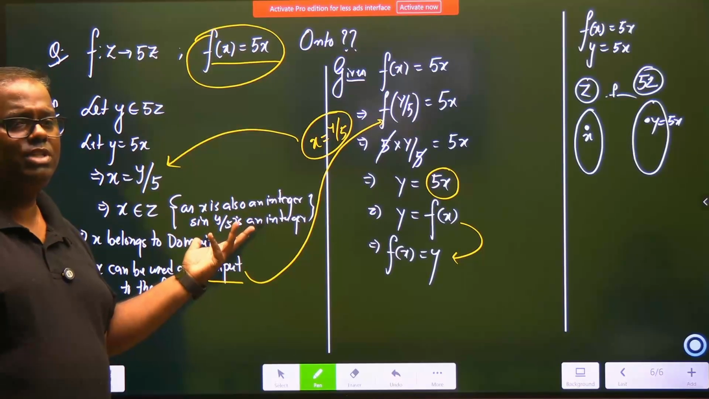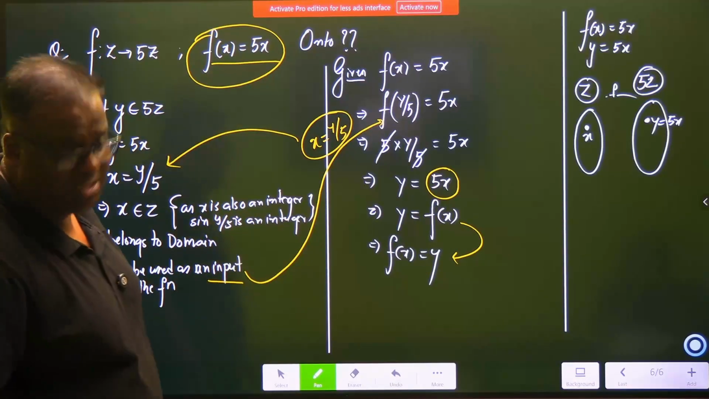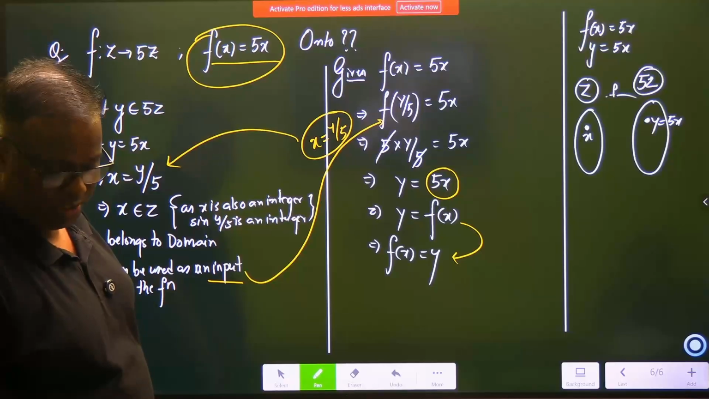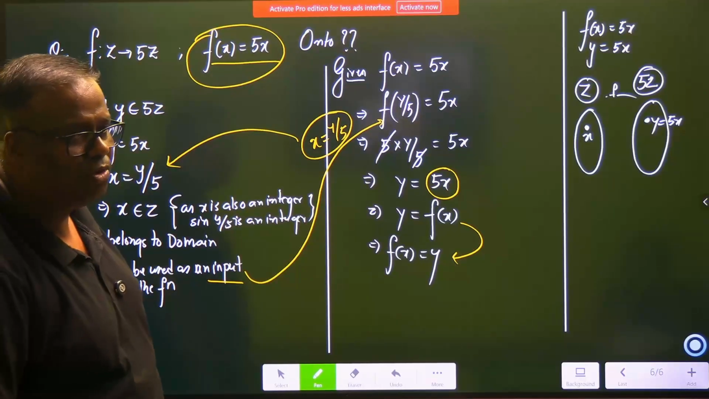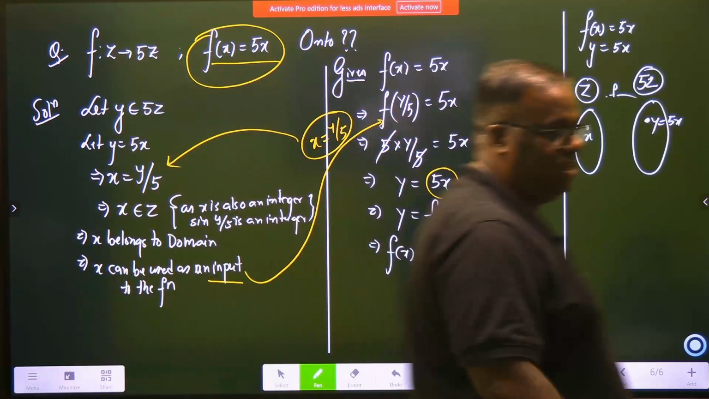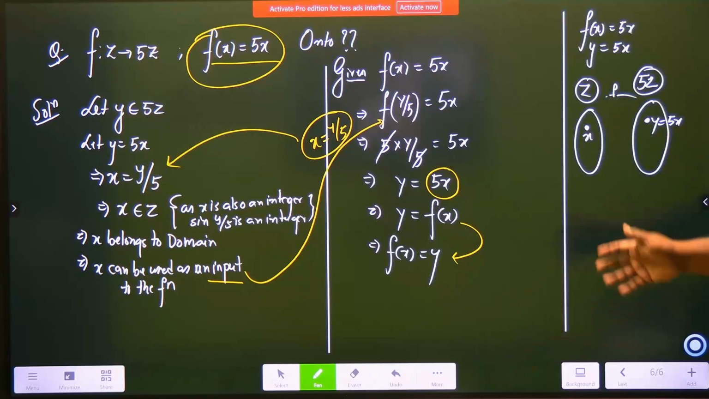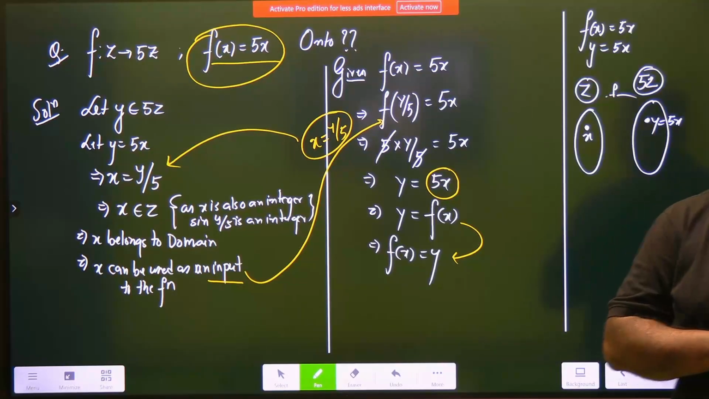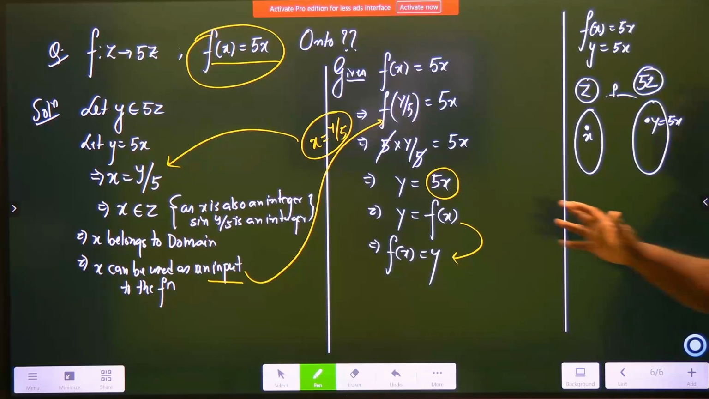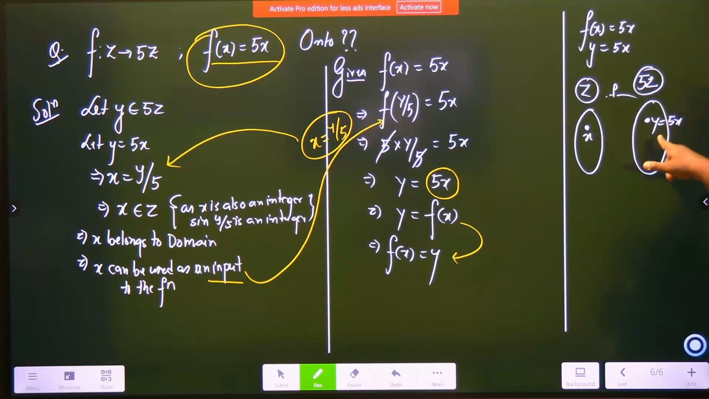Because you went for generic. You went by a generic case. You didn't take the value of x as some 5 or 3 or 4 or 6. You went generic, and by generic, you have proved it. And what does surjective say? Surjective says that give me one element in this set, I must find a mapping to at least one.